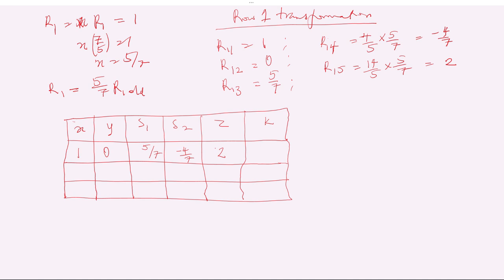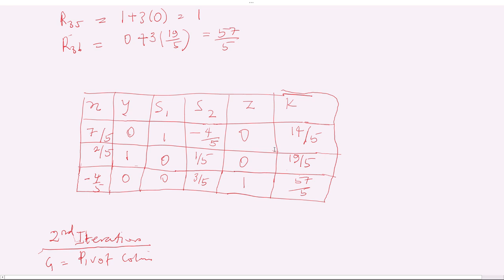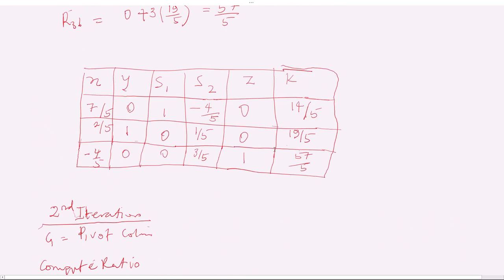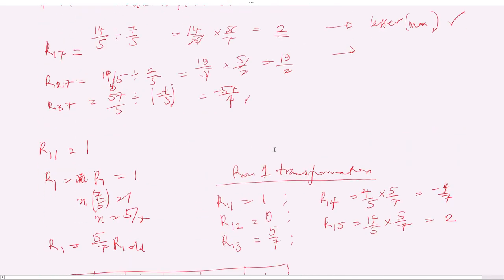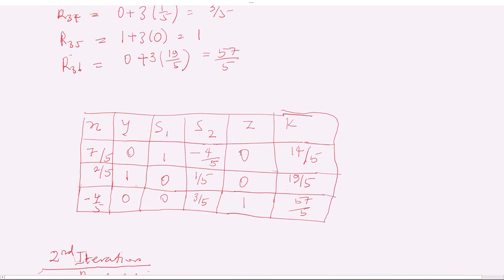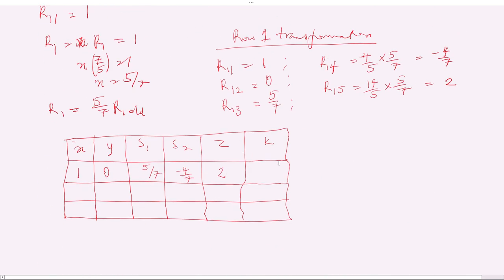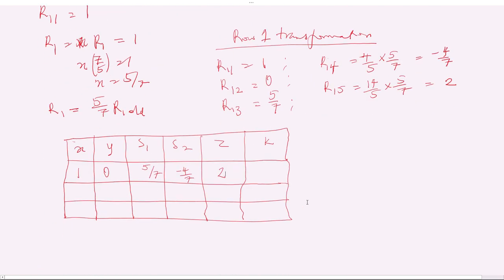So let me cross check. Z here is supposed to be minus 4 over 5. Z here is supposed to be 0. R1, 1, 2, 3, 4, 5: R15 equals 0. Then R16 should be 14 over 5. So this is R16. So this is 0. So this is 2.